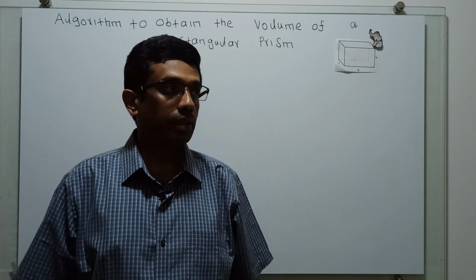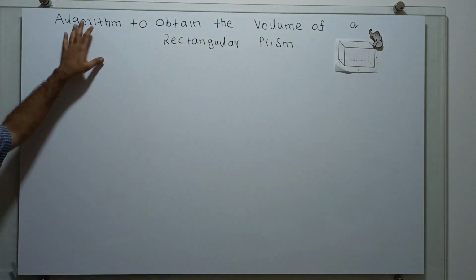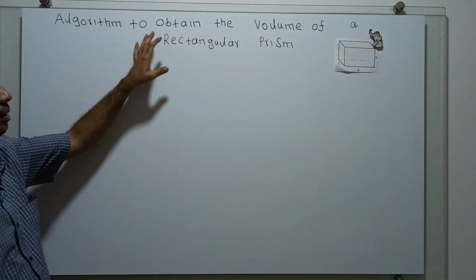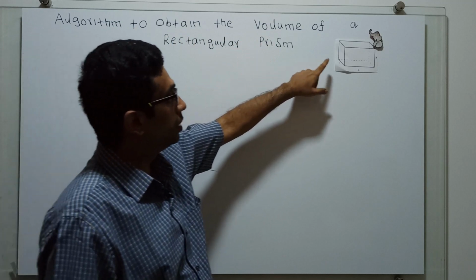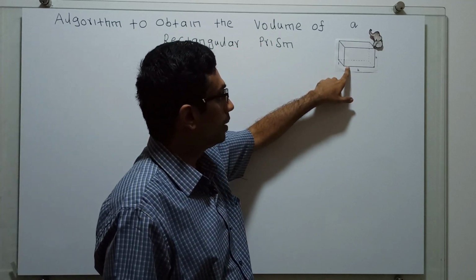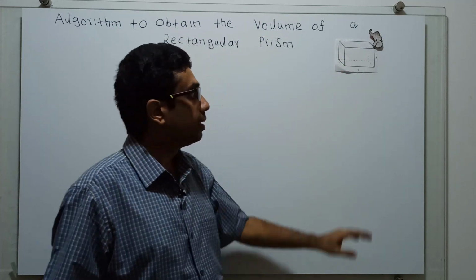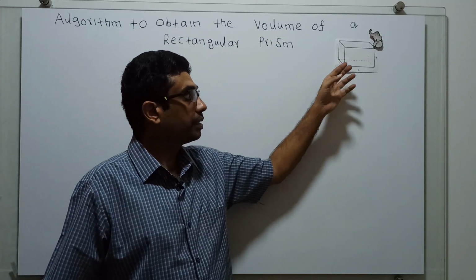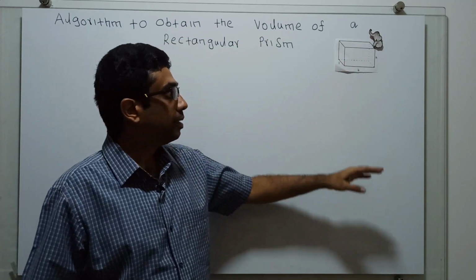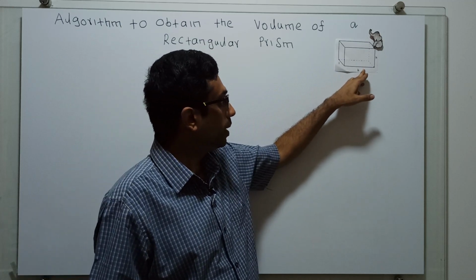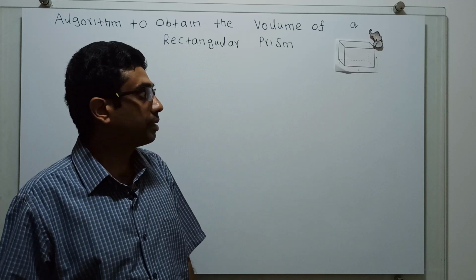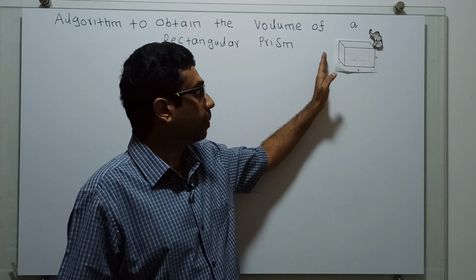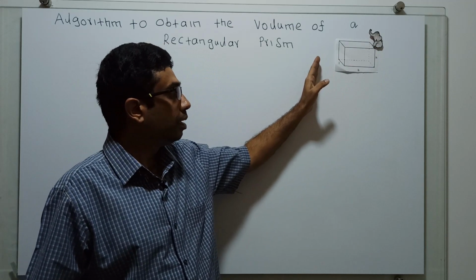Hello friends, we are going to write an algorithm to obtain the volume of a rectangular prism. This is a rectangular prism, which contains 6 faces. All the faces are rectangles. It contains one pair of bottom and top faces and 4 lateral faces. The rectangular prism is also known as a cuboid.